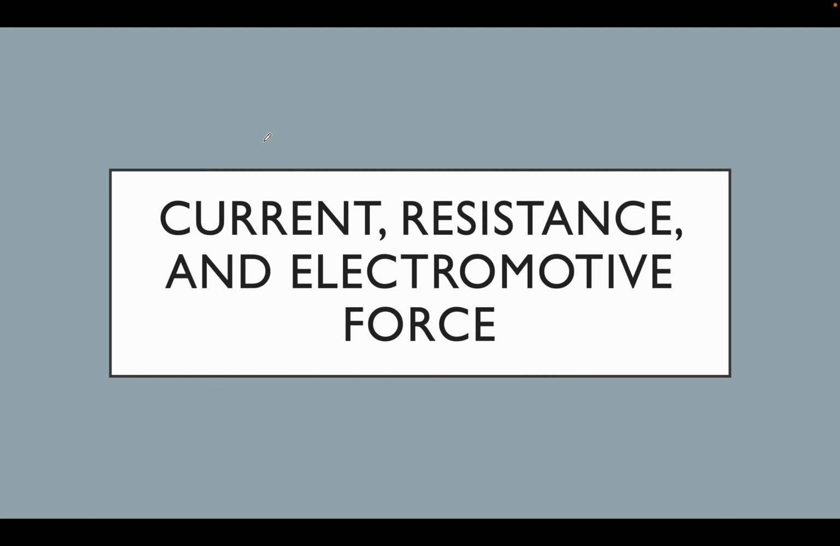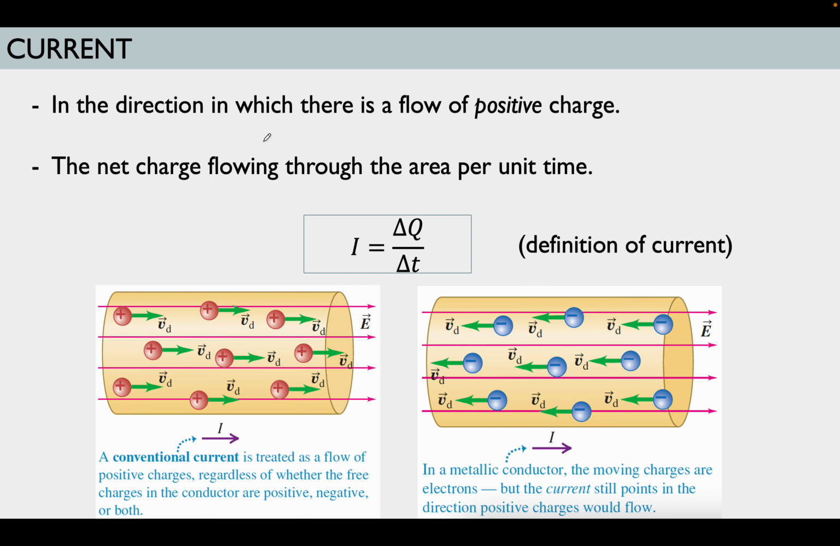Welcome back to another lecture discussion, which is all about current, resistance, and also electromotive force. Let's start first with current. If we define current, current is in the direction in which there is a flow of positive charge. Or we can also define current as the net charge flowing through the area per unit time.